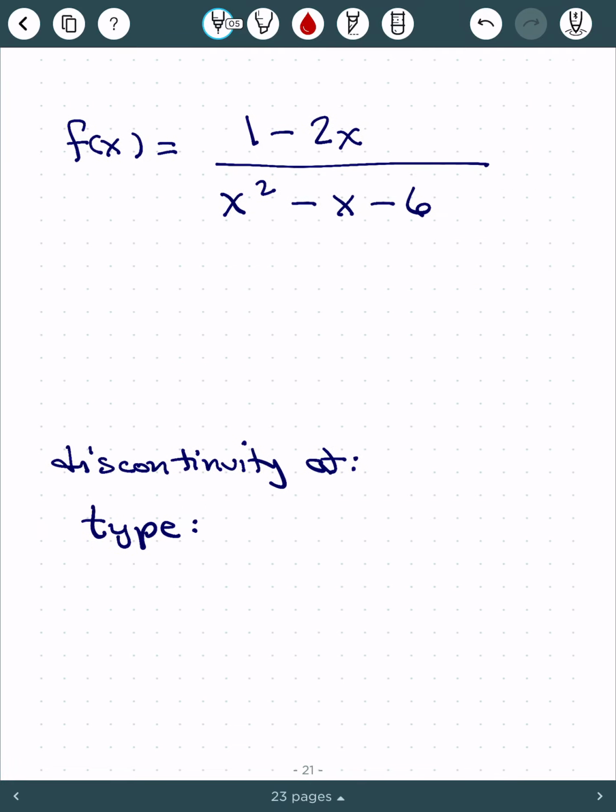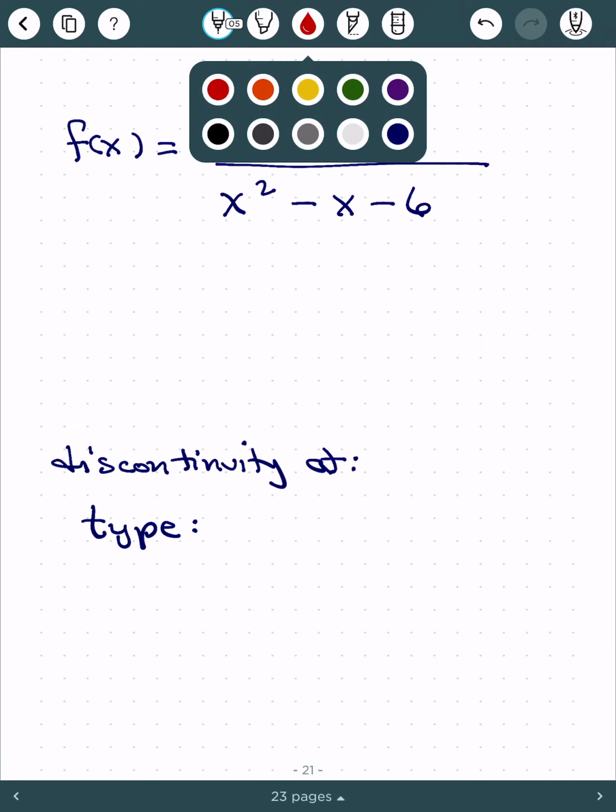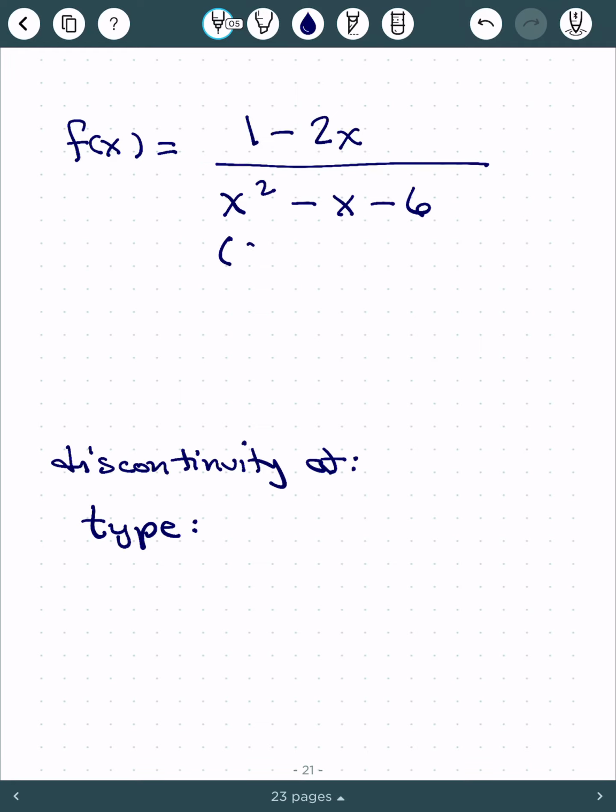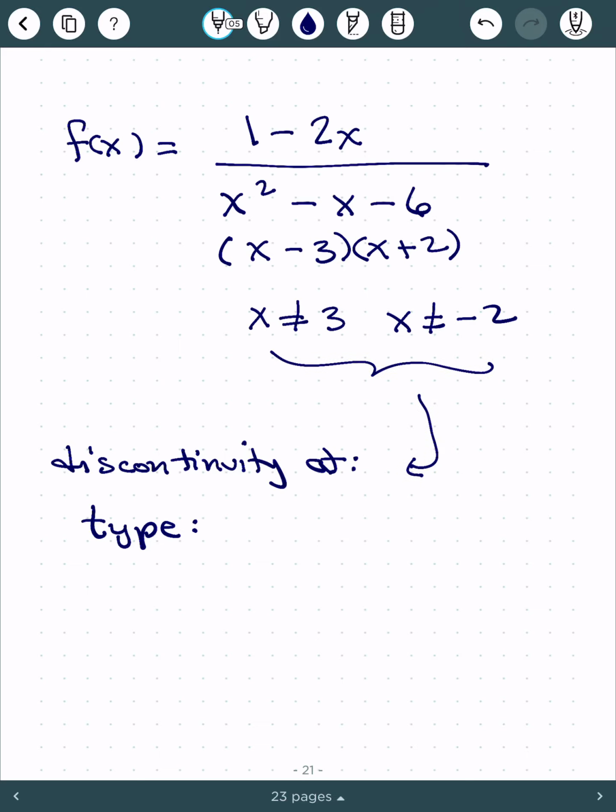All right, next one. How about this one? All right, well, I'm going to factor the denominator just in case that's helpful. Numerator and denominator have nothing in common, but I do see that x cannot equal 3 and x cannot equal -2. So those are discontinuities. What type do we have here? Well, those discontinuities would cause asymptotes, so we have 2 infinite discontinuities. One at x equals 3 and one at x equals -2.